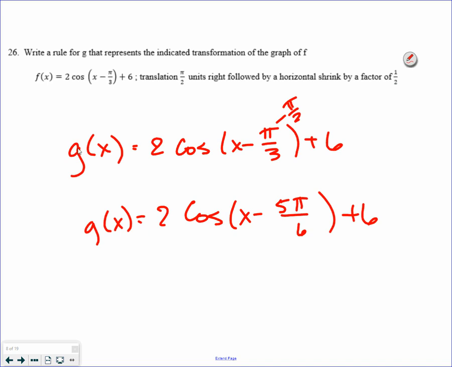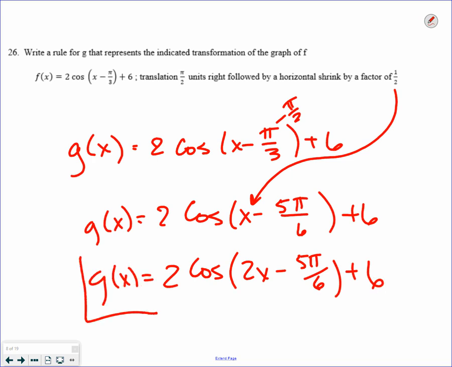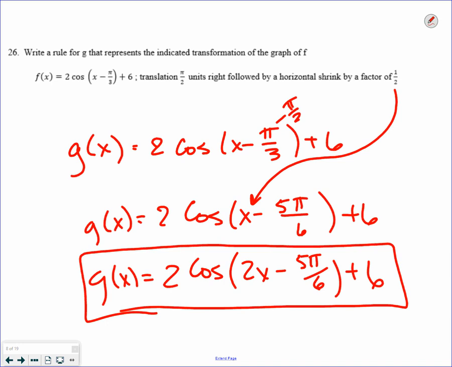And next, they're going to ask me to do a horizontal shrink by a factor of 1/2. Now, you are replacing x with 2x. A common mistake here is to go ahead and put that out in front. That's what you do when you end up graphing it, but not what you do when you're actually doing the horizontal shrink.